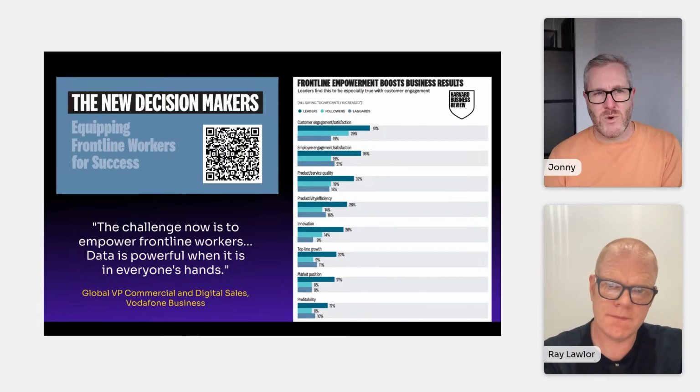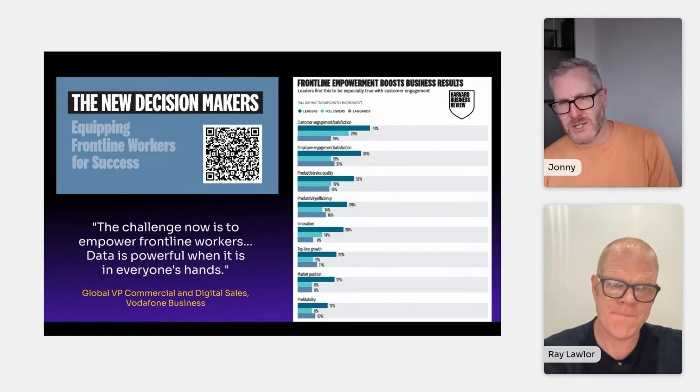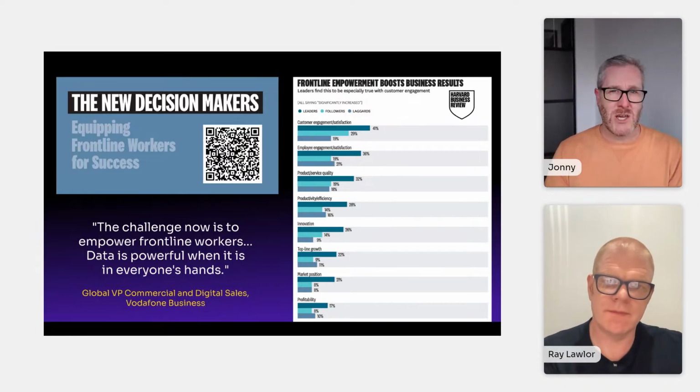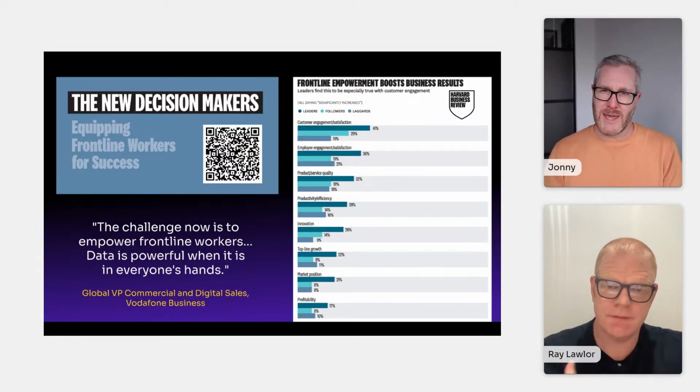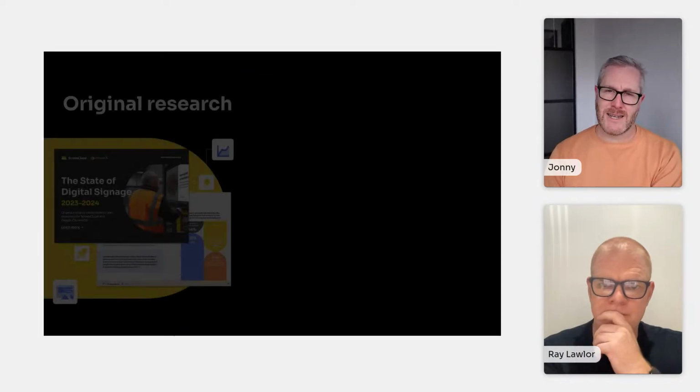And there's this great quote that data is powerful when it is in everyone's hands. And that was from the Global VP of Commerce and Digital Sales at Vodafone, who's now the CEO of BT globally and is totally committed to empowering the frontline to have access to the data they need.